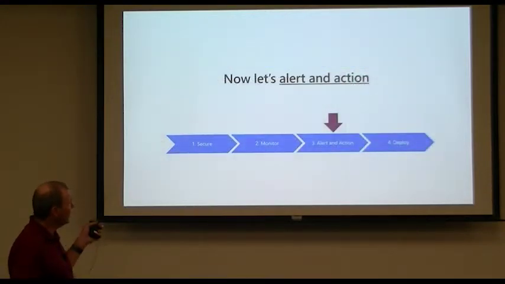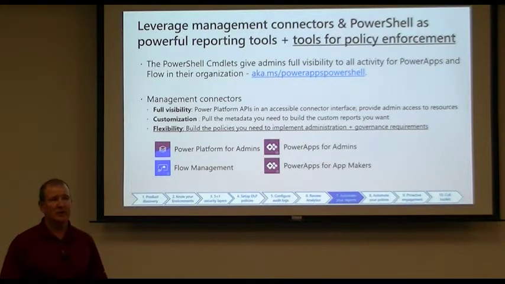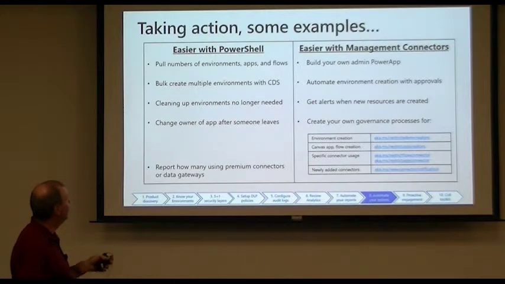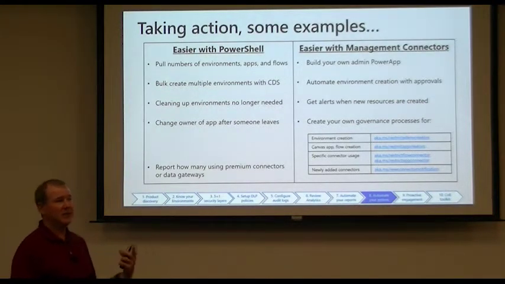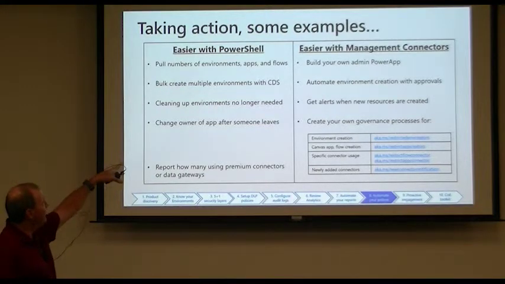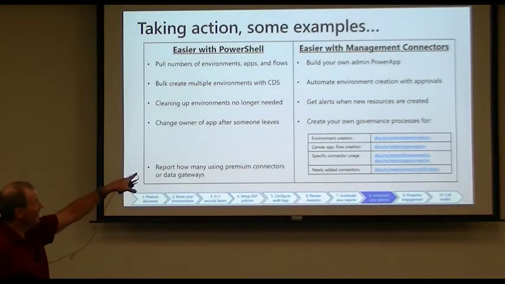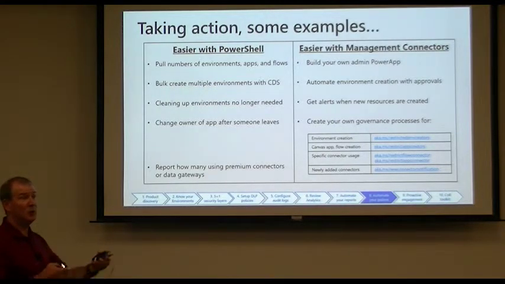So alerting and actioning. This is actually a duplicate slide from what we had a minute ago. Getting the information to alert is all about these connectors and PowerShell so that you can get the information out. So some examples about what's easier to use with PowerShell versus the management connectors. If I just want to get a number of environments, apps, and flows with PowerShell, it's really easy. If I want to alert somebody when a new resource is created, well then I'm probably going to want to use a flow with the management connector because that's what a flow does, right? It's a whole automated process. It's not just a single step.